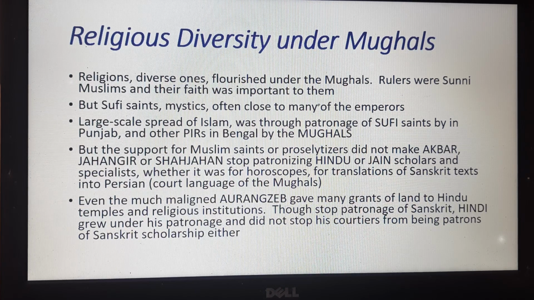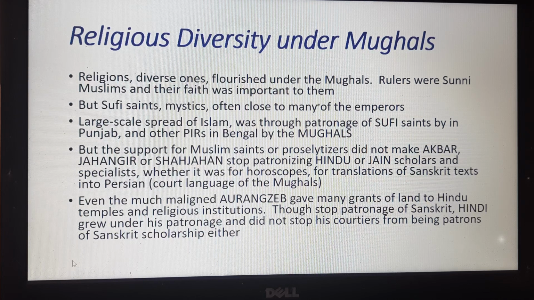So we have Ajmer Sharif, Muinuddin Chishti, and Nizamuddin Aulia. These were the Sufi saints. Some mystics were there, often close to many of the emperors, and they were very close to them. What they were suggesting, what they were seeing in dreams, those things they were discussing with the emperors, that you will rule like that. So they made stories, and the emperors believed them. So basically they were like the ulema.